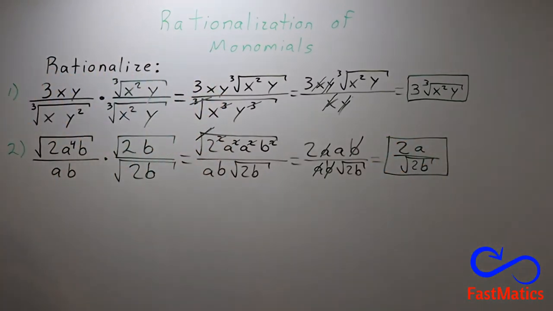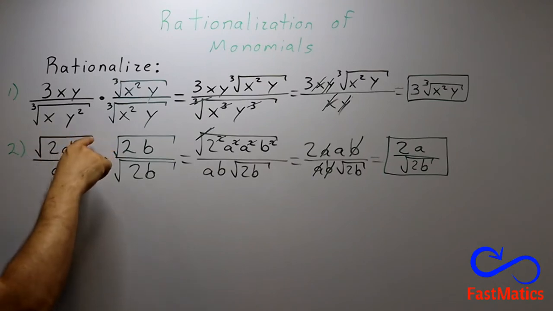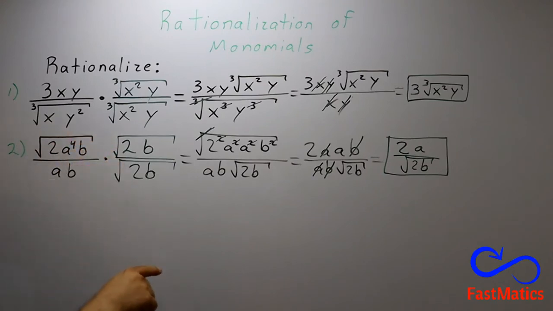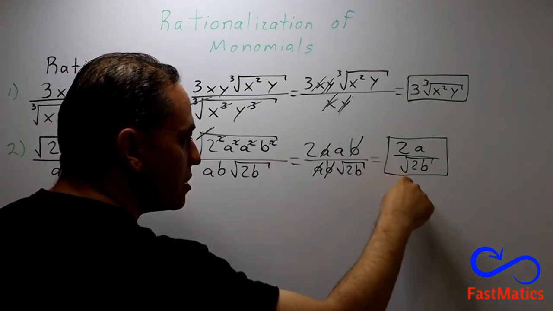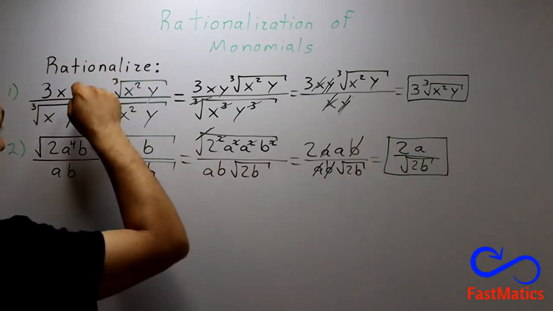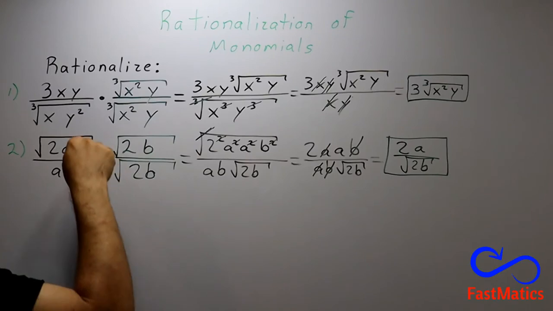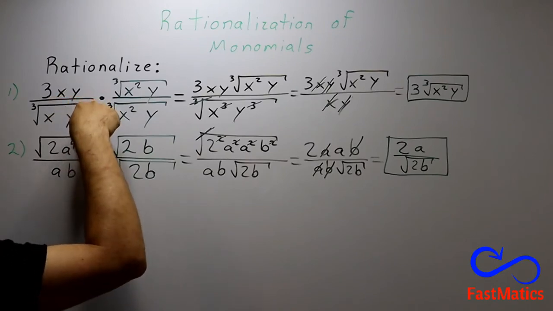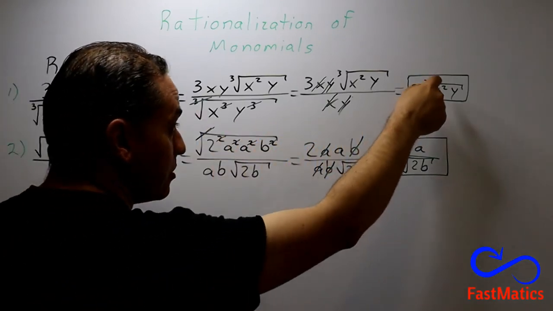And that's it. Because I had a square root in the numerator, but now I have the square root in the denominator, not in the numerator. And here, the same. I had the cube root in the denominator, but now it is in the numerator.